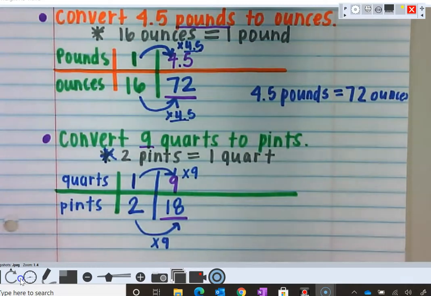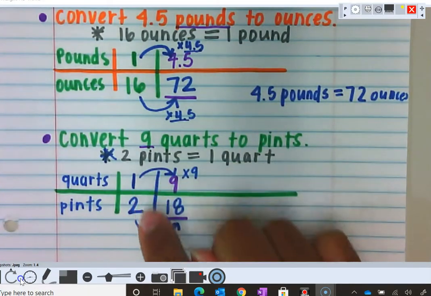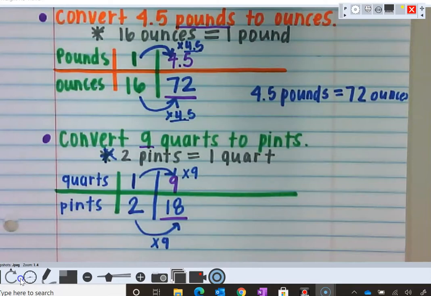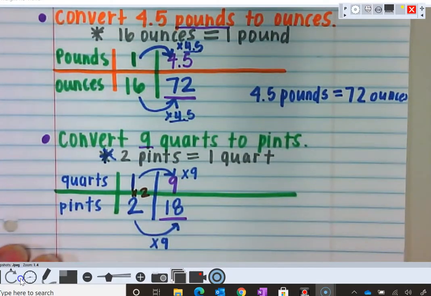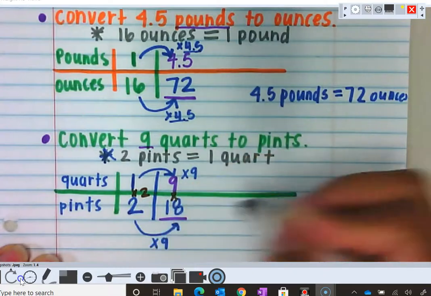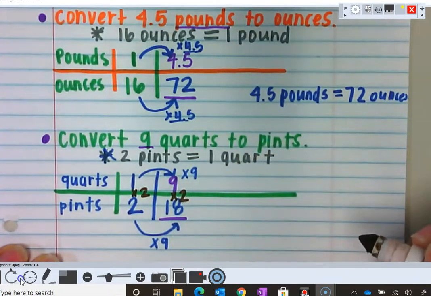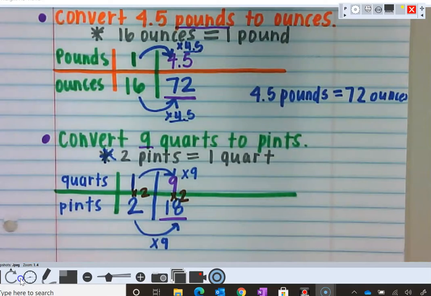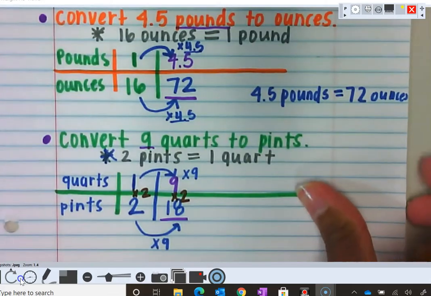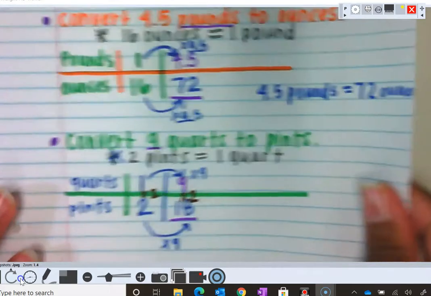I could have also looked at the relationship going from quarts to pints. I can see that 1 times 2 is 2. So I could use that same relationship. 9 times 2 would give me 18. So remember, there's so many ways to find these missing values in your equivalency table. We can use that logic here in these problems as well. All right, let's move on to another problem.